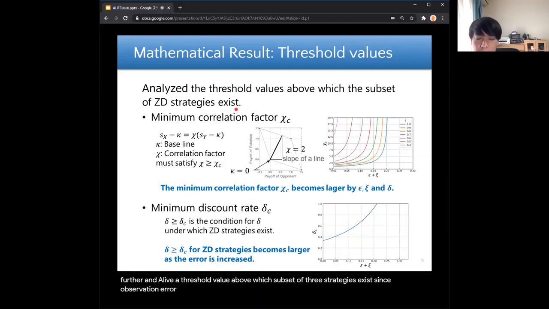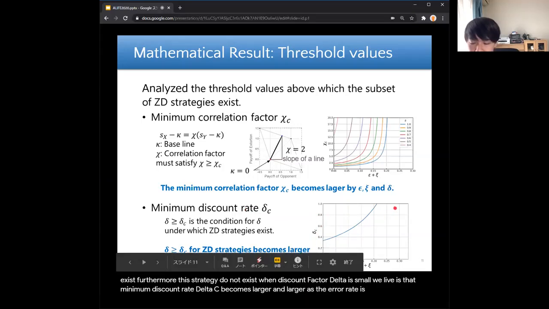Since observation errors and discount factor are considered, in general, the ranges in which GD strategy can exist are narrow. As the error becomes larger and discount factor delta becomes smaller, the minimum correlation factor chi-c becomes larger. In other words, GD strategies with small chi do not exist. Furthermore, GD strategies do not exist when discount factor delta is small. We reveal that the minimum discount rate delta C becomes larger as the error rate is increased.